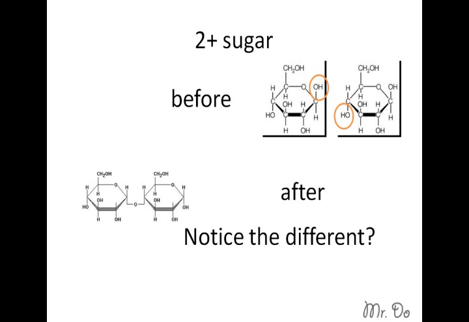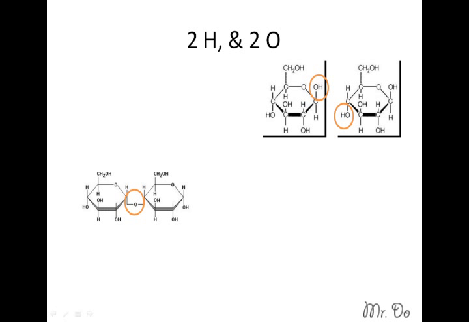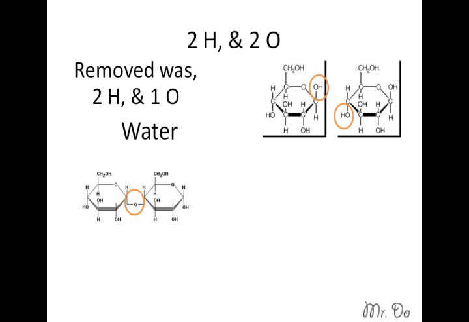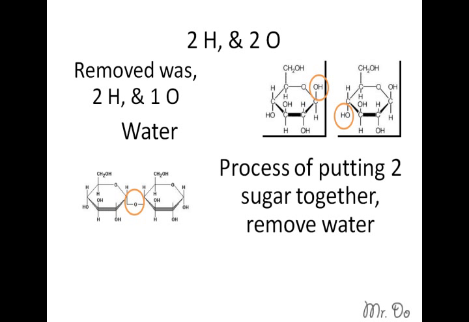Okay, well, on the first one, notice the 2 OH. And on the second one, when they merge together, there's only an O left. So, what was removed? First, on the top right, there's 2 H and there's 2 O. Then when you remove something, there's only an O left. So the thing that was removed was 2 H and 1 O. Doesn't that sound familiar? Dihydrogen monoxide? It's water. H2O was removed. So the process of putting 2 sugar together, you had to remove water.